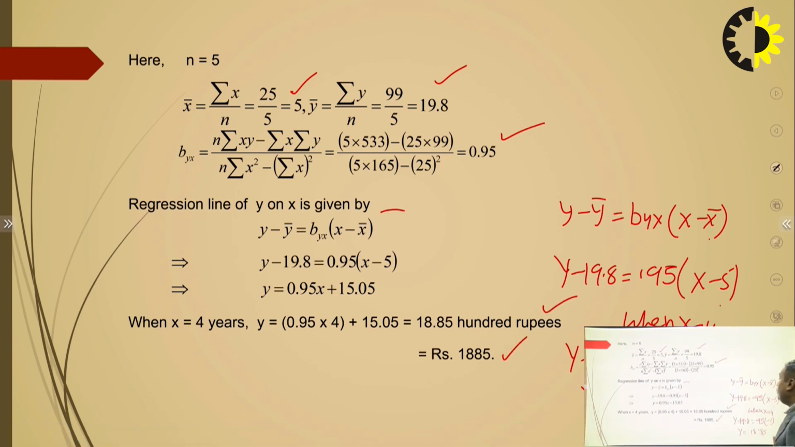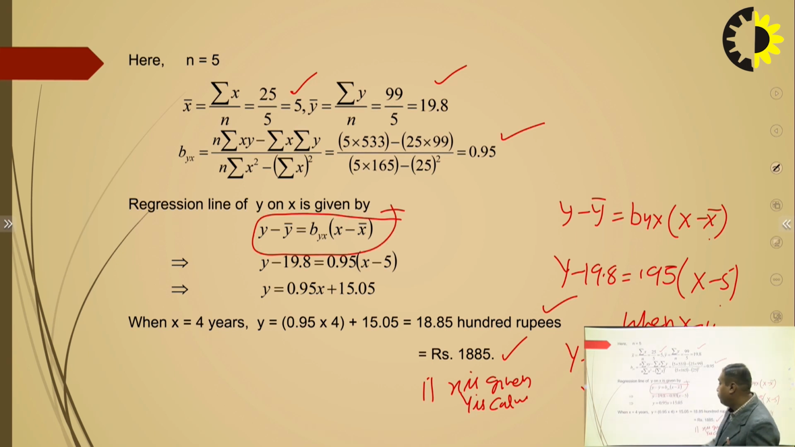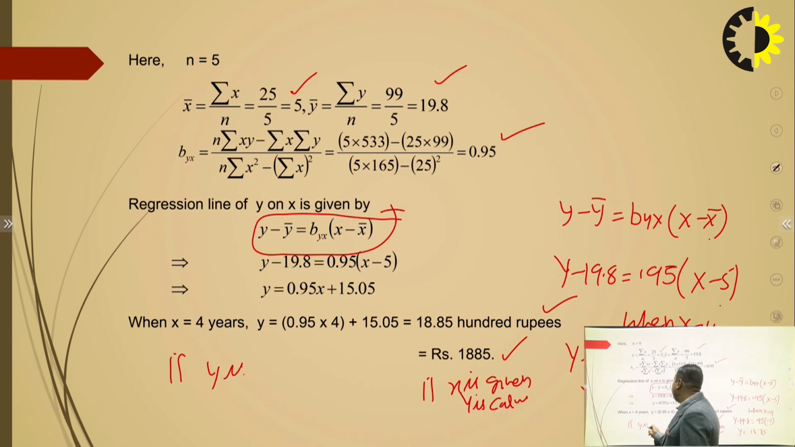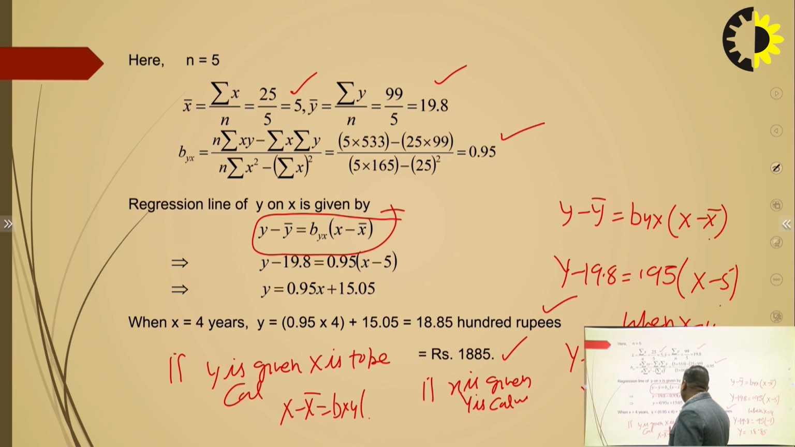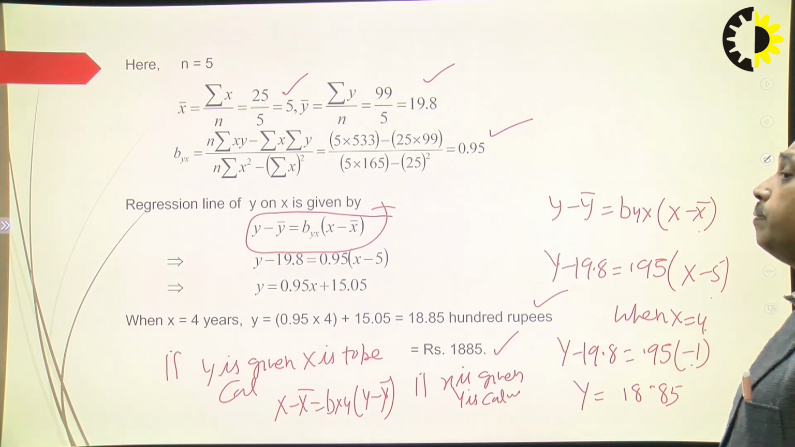So we have calculated the value of y corresponding to x. If x is given and y is to be calculated, then we have the relation y minus y bar equals byx times x minus x bar. If y is given and x is to be calculated, then we have the relation x minus x bar equals bxy times y minus y bar. These are the relations we have to establish.